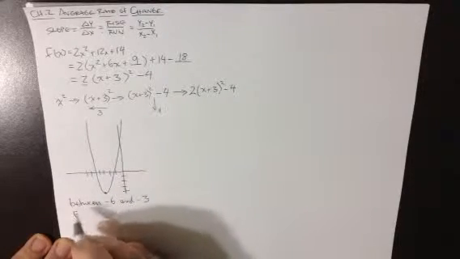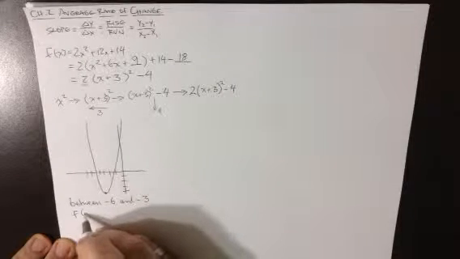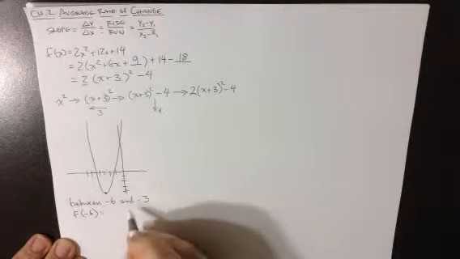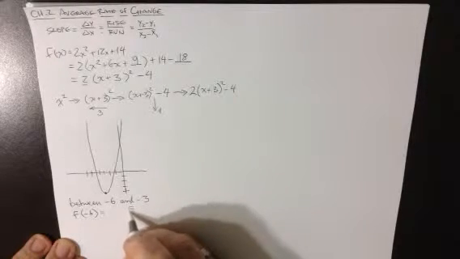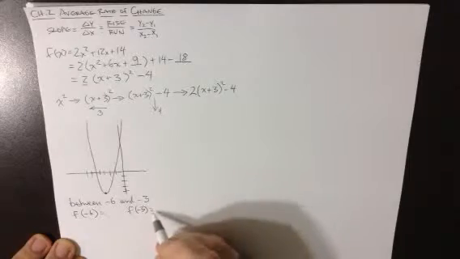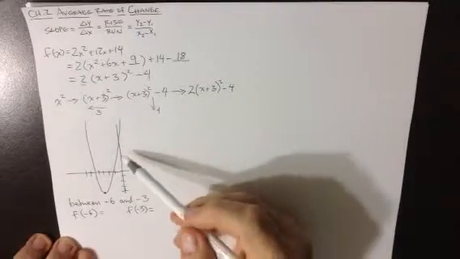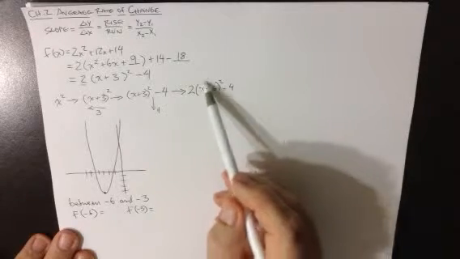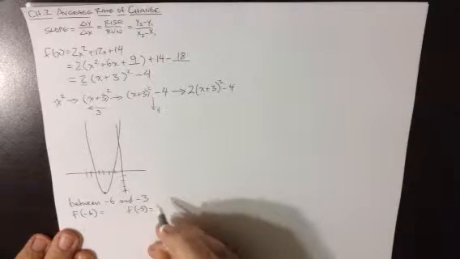Let's figure out the value of the function when x is equal to -6, and then we'll figure out the value of the function when x is equal to -3. Obviously one of these is easier than the other. We already know that when x is equal to -3, -3 and 3 is 0, so the function is just equal to -4.